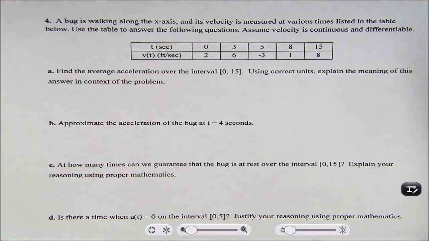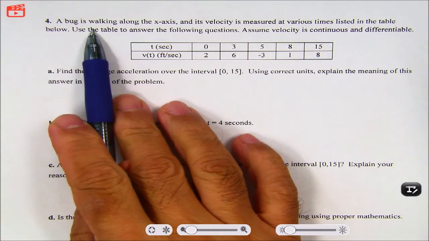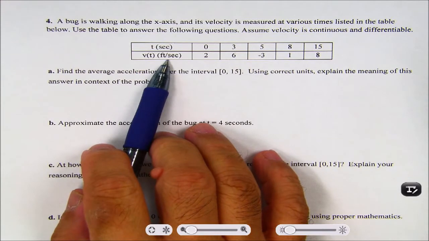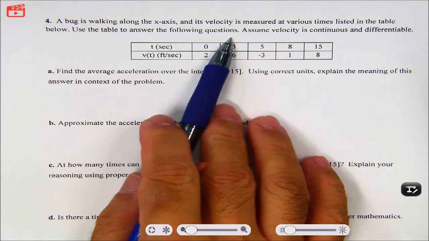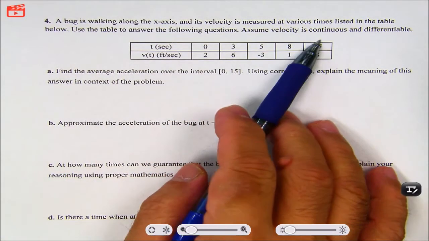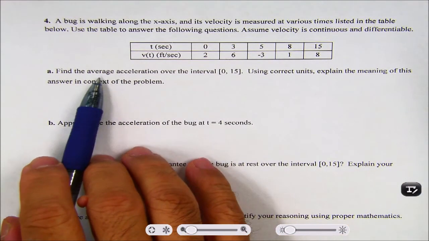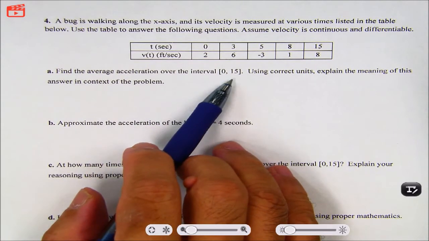Problem 4 on the super sheet. Alright, you're given a bug walking along the x-axis and you're given the velocity. Use a table to answer these questions. Assume the velocity is continuous and differentiable. Alright, find the average acceleration over the interval.